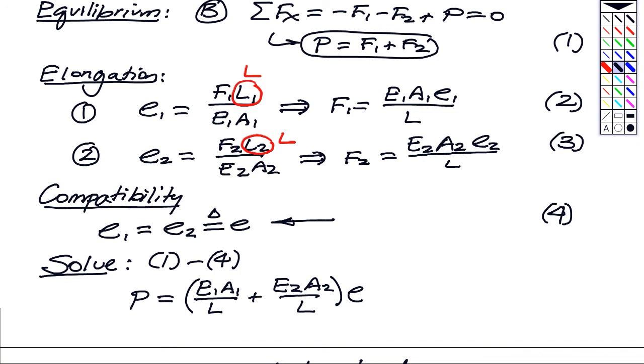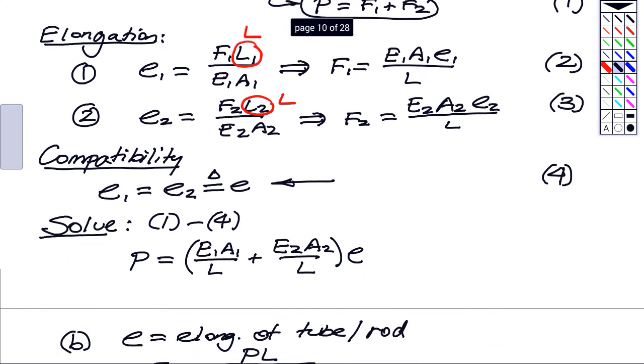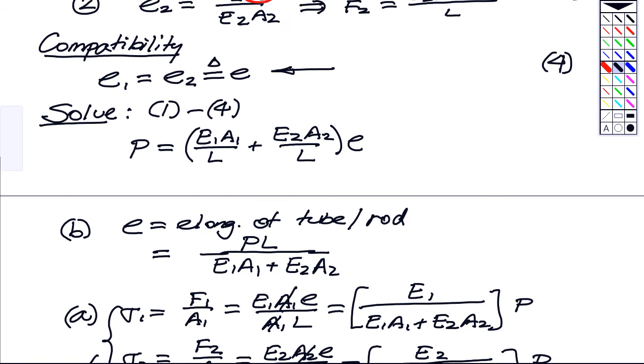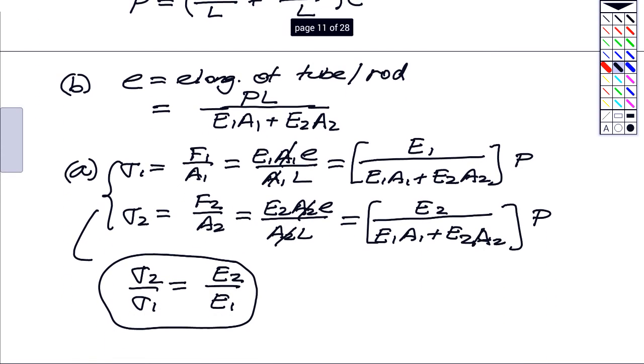So this gave us 4 equations. We solved for the total elongation. We solved for the stresses in both the rod and the tube individually.